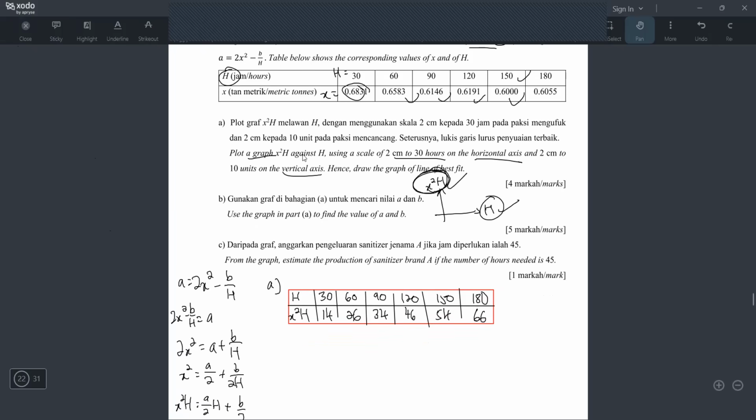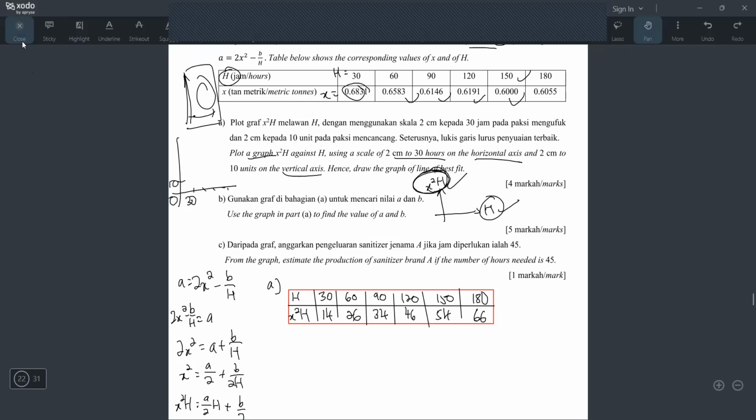Okay, so now only I can start to plot my graph, which is x squared h against h. Let's use this scale, 2 cm to 30, 2 cm to 10. But before I go to my graph paper, I have to check whether my values are negative or not. If you look at these values, there's no negative. Everything is positive. So your 0 you can put at the bottom left, because everything is in the first quadrant. So this is 0, and everything just goes here. This one is 2 cm to 30, and this one is 2 cm to 10, right?